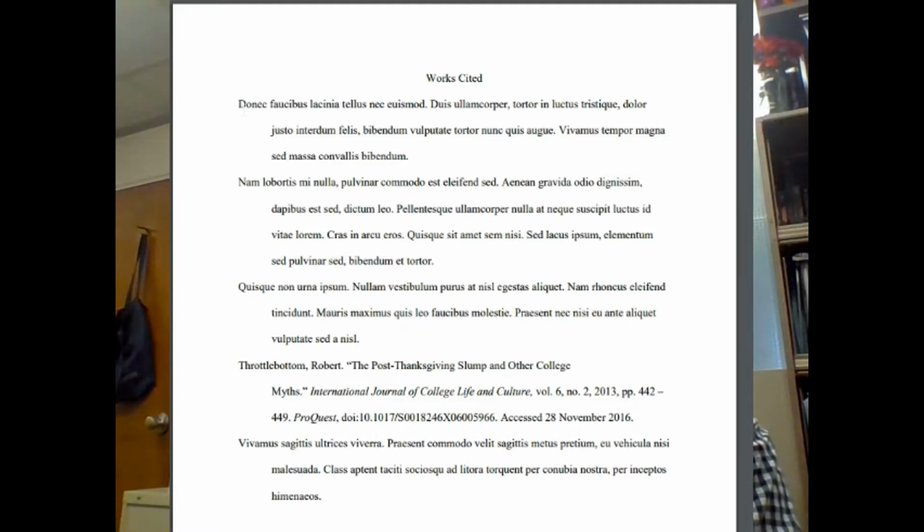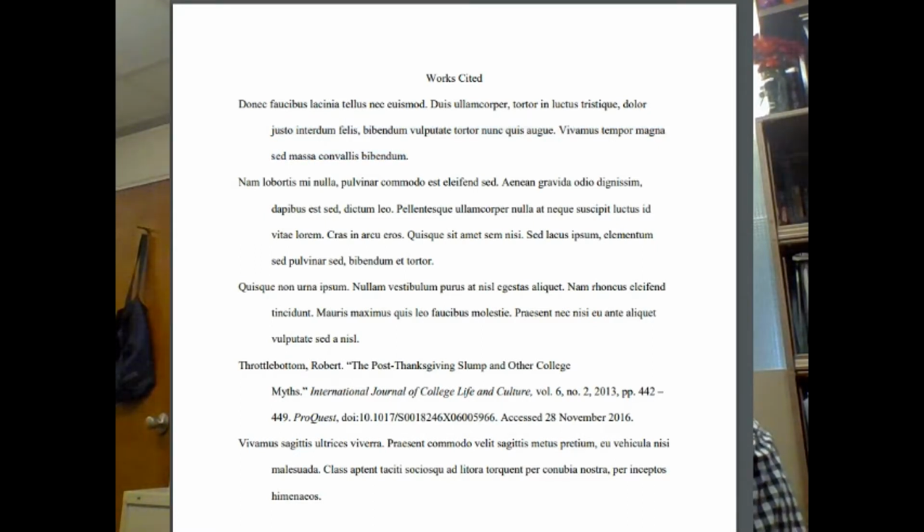One, everything is alphabetized according to the first letter of the citation, right? Going down the left-hand side, we have D, N, Q, T, and V. Also, things are in hanging indentation. That is, for each of our hypothetical citations here, only the first line goes over to the left-hand margin, and all the other lines are indented by half an inch to the right.